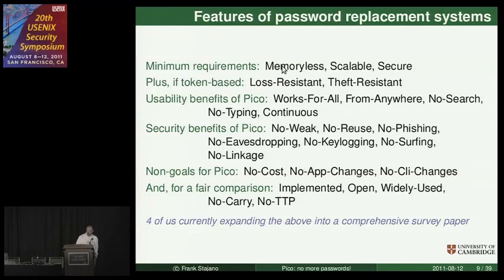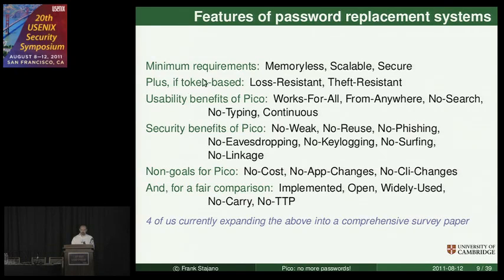So the first, minimum requirements, these three things: memoryless, so you have to do something where users don't have to memorize any secrets, right? Scalable, this means that even if you have hundreds or thousands of different accounts, it must still be manageable for a normal human being. Security people and engineers and computer science are not considered normal human beings in this context. Secure, in the sense that we just said, as secure as passwords would be if you could actually do all these things you can't do.